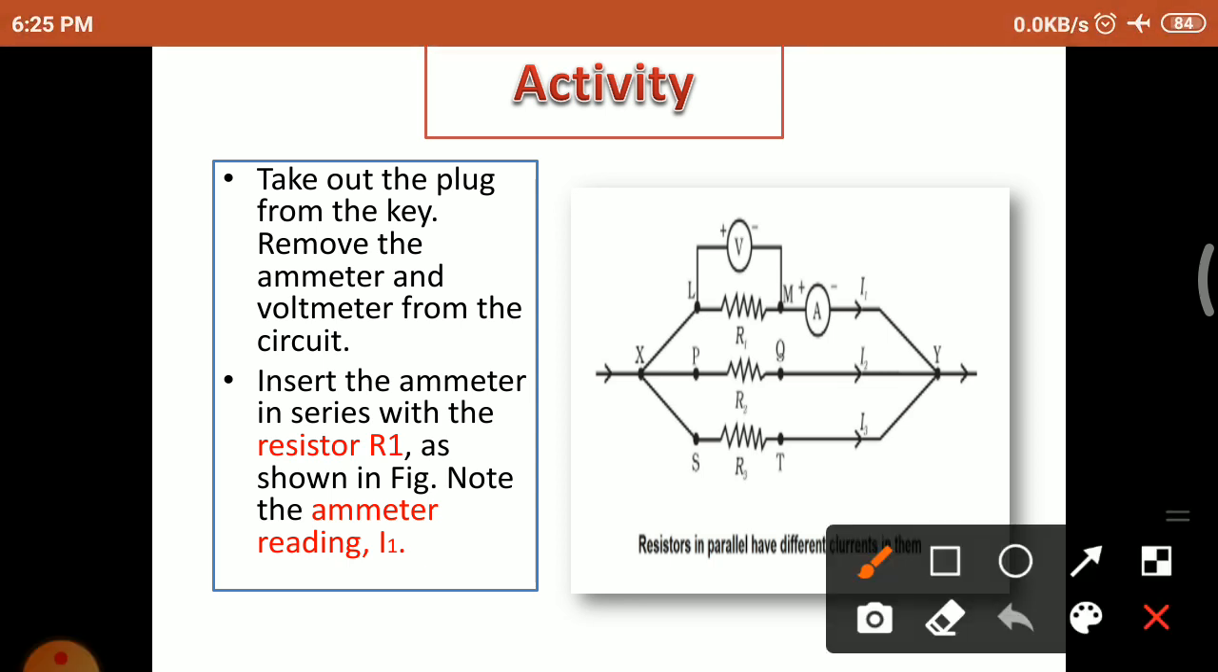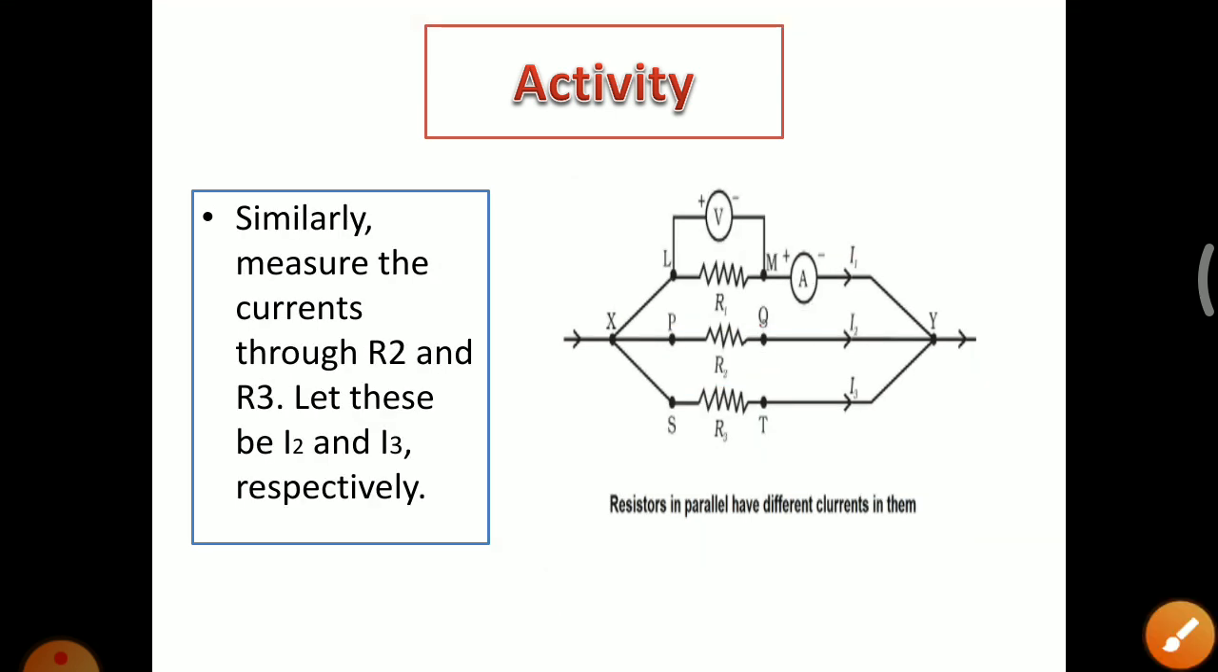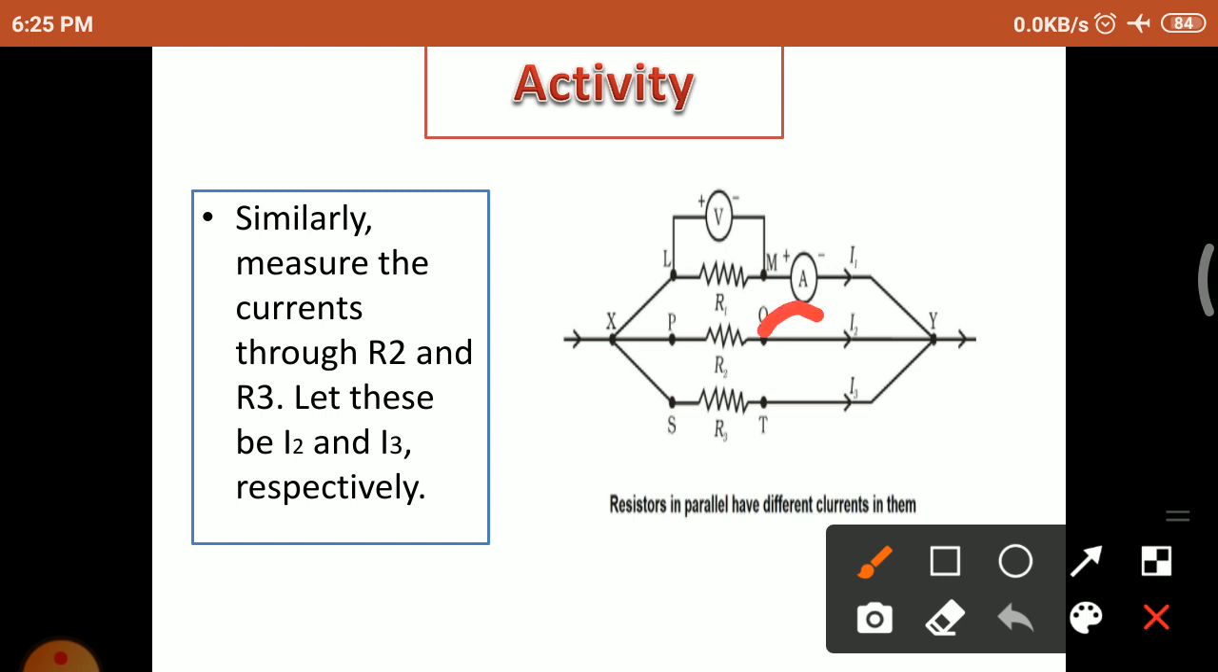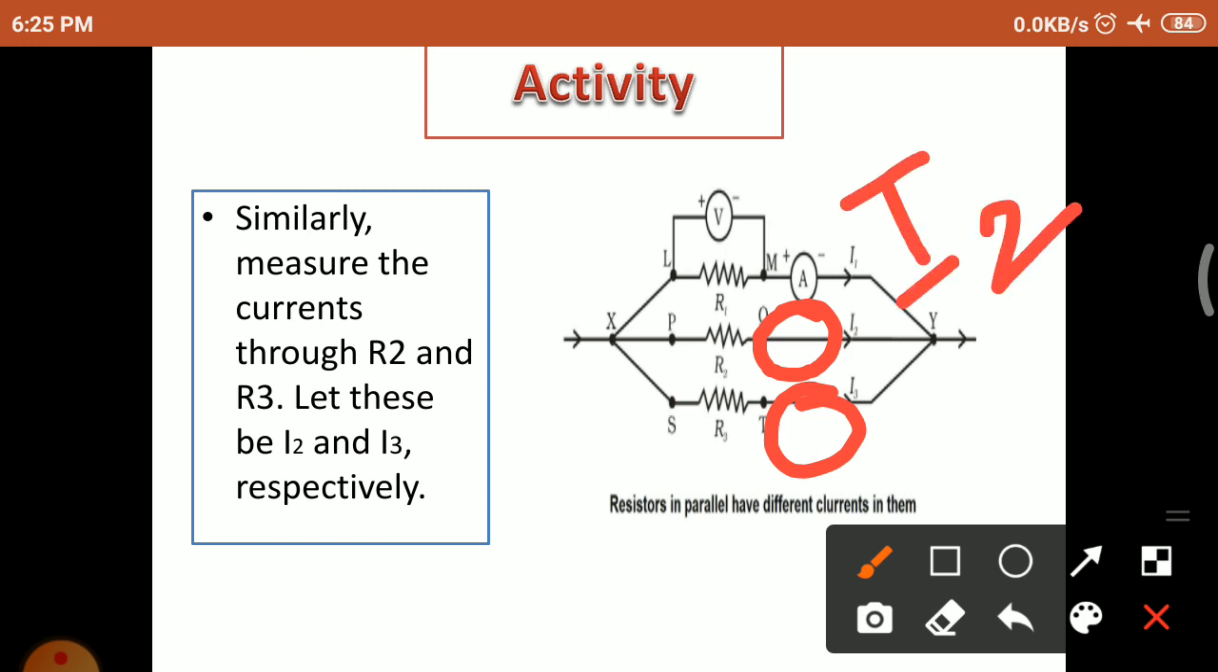Now take out the plug from the key. Remove the ammeter and voltmeter from the circuit. Insert the ammeter in series with resistor R1. See here, I removed the voltmeter and just connected the ammeter with R1, as shown in the figure, and noted the ammeter reading. That current is I1. The next, similarly, measure the current through R2 and R3. In R2 the current value is I2, in R3 the current value is I3.